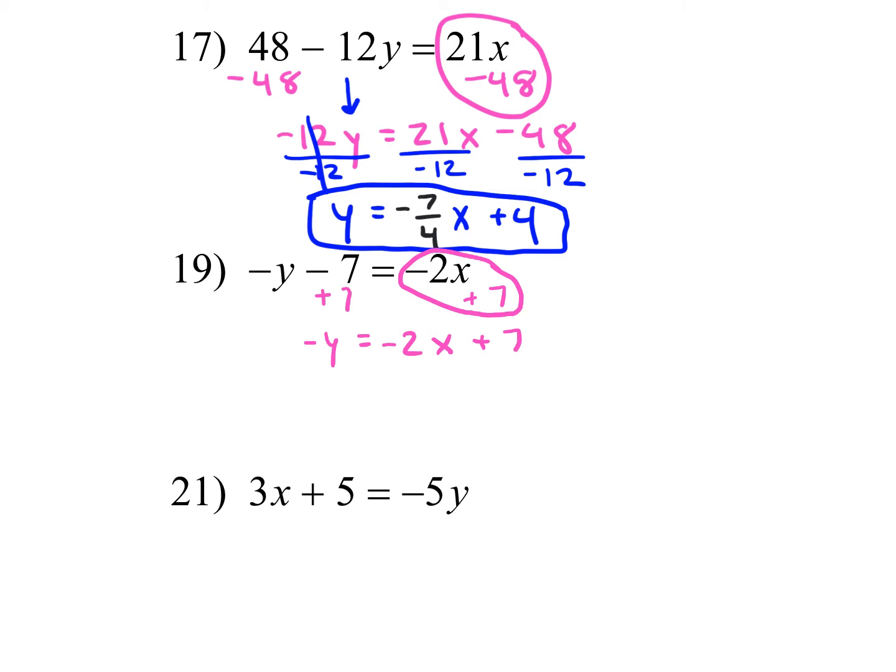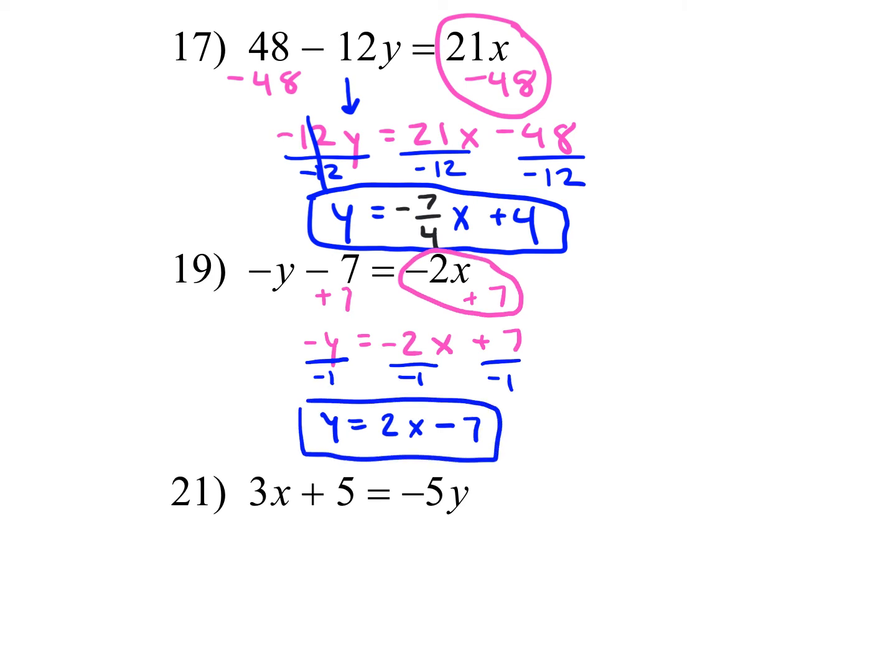Am I done? Nope, I have that negative in front of the y. So how do I get rid of that negative in front of the y? I can either divide everything by negative 1 or multiply everything by negative 1. It's the same thing. I just changed the signs of everything in my equation. So this becomes a positive y. Negative 2x becomes what? Positive 2x. And positive 7 becomes negative 7. So we just had to change the signs of everything.